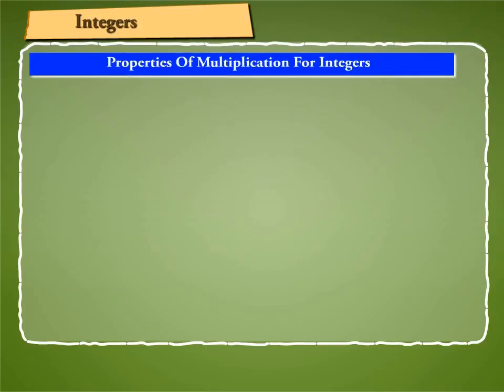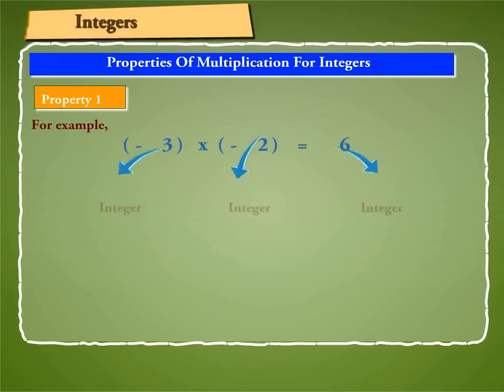About properties of multiplication for integers. Property 1. Let us multiply any two integers and see whether their product is an integer. For example, minus 3 into minus 2 is equal to 6, which is an integer. Thus we see that the product of any two integers is an integer.